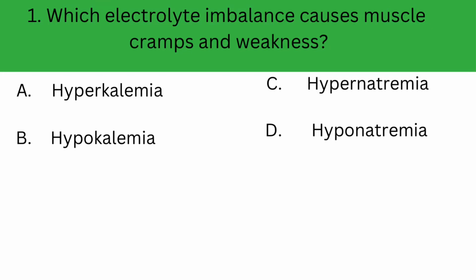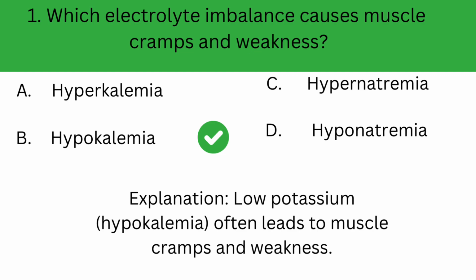1. Which electrolyte imbalance causes muscle cramps and weakness? A. Hyperkalemia. B. Hypokalemia. C. Hyponatremia. D. Hypernatremia. Answer. B. Hypokalemia. Explanation. Low potassium, hypokalemia, often leads to muscle cramps and weakness.